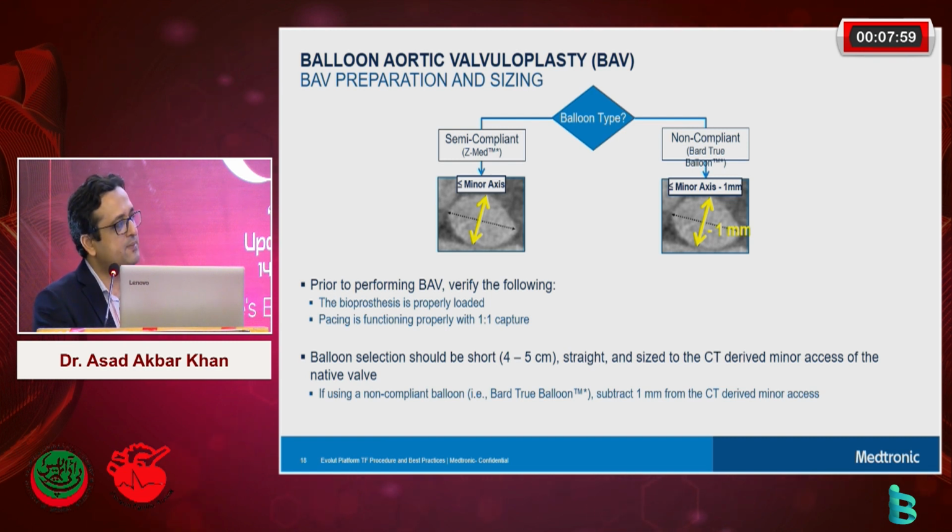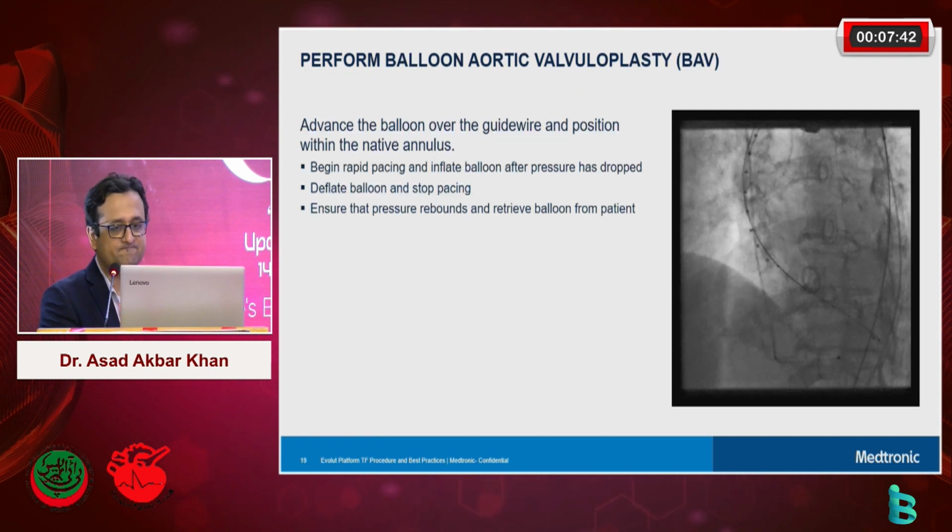When we are doing a pre-BAV, we always make sure the size of the balloon is less than or equal to the minor axis. If you're using non-compliant or hard balloons, we don't really have them, the True balloon or the Bard balloons, at least from what I know in Pakistan, then you would subtract one to avoid perforation.